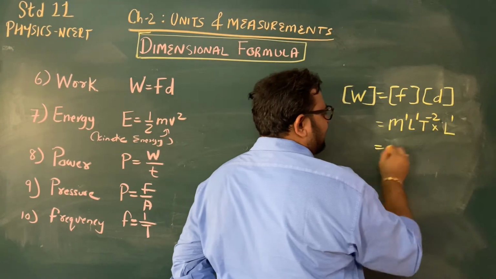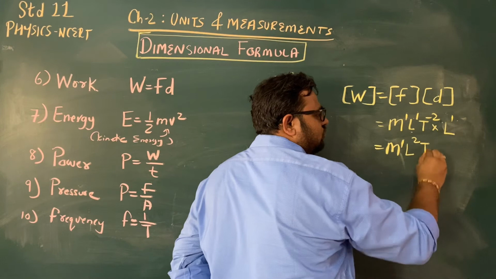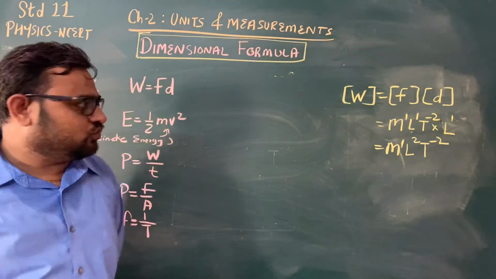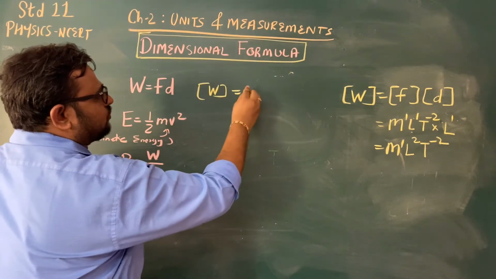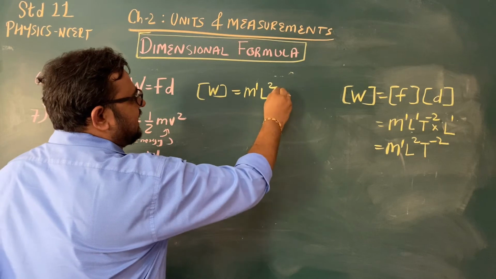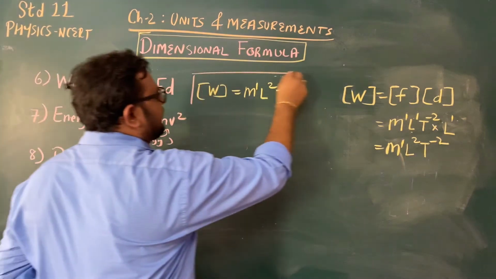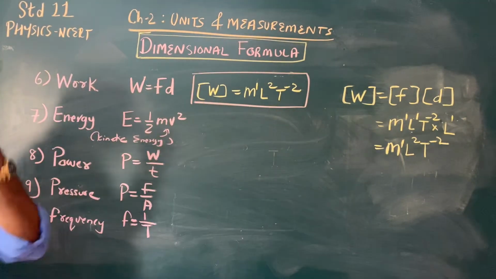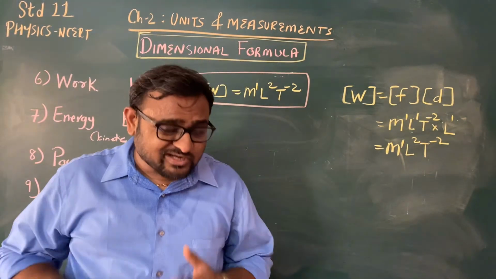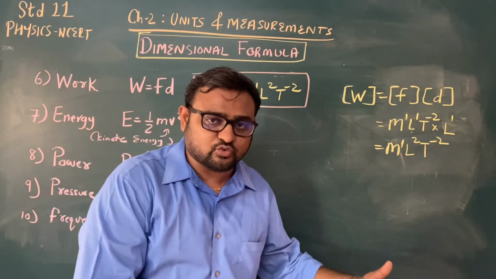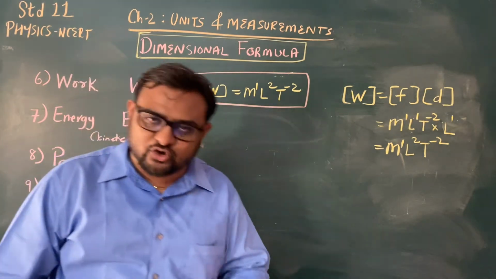So this will be equal to M1 L (1 plus 1) 2, T minus 2. So dimension formula for work will be equal to M1 L2 T minus 2. This is also a very important dimensional formula. Whenever you require the dimensional formula for work, don't derive it, just remember it: it's M1 L2 T minus 2. For force, M1 L1 T minus 2. For work, M1 L2 T minus 2.